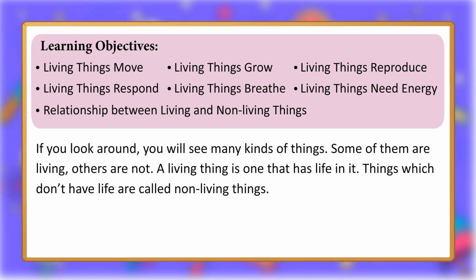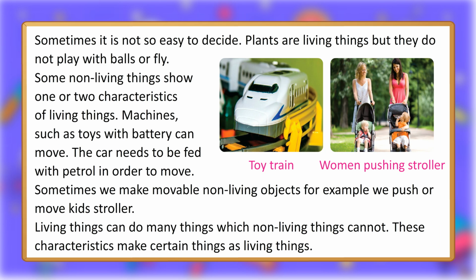If you look around, you will see many kinds of things. Some of them are living, others are not. A living thing is one that has life in it. Things which don't have life are called non-living things. Sometimes it is not so easy to decide.